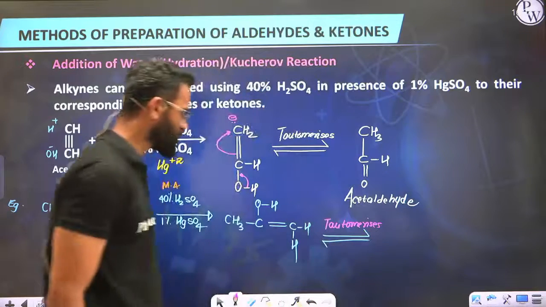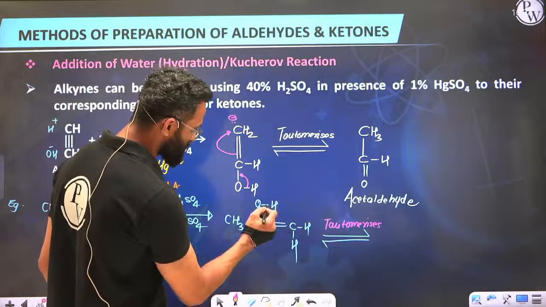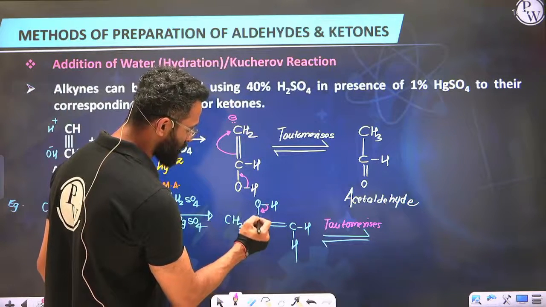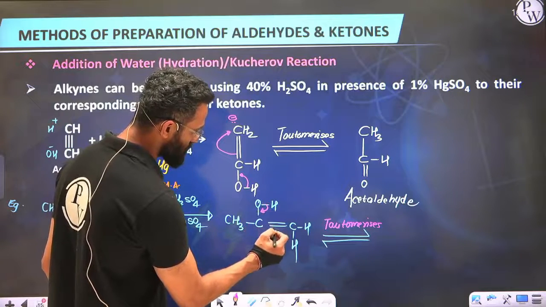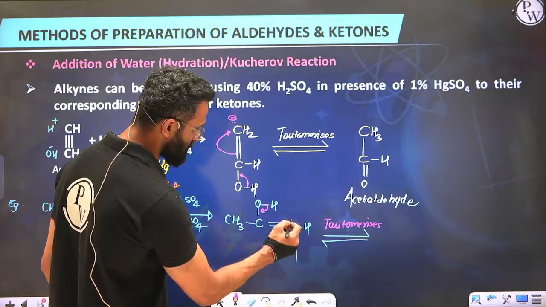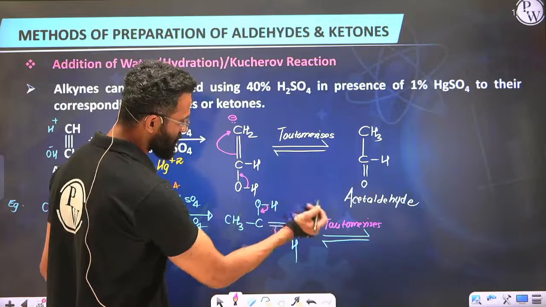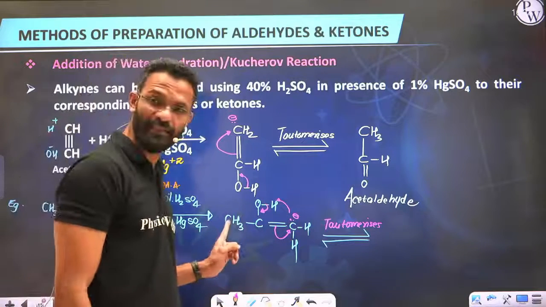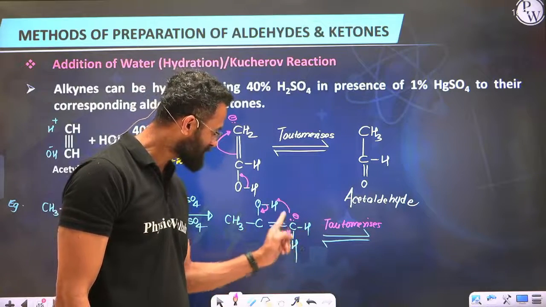How do we write the tautomeric form? The protic H is lost as H plus, so the sigma bond shifts here towards carbon, making this carbon pentavalent. 1, 2, 3, 4 bonds are already there. This will become the fifth bond. So the pi bond will break towards one of the carbons. That anionic carbon will now either accept H plus from here or from the solvent. Let's say it accepted from here. So what are we getting? CH3, C double bond O, single bond, CH3.